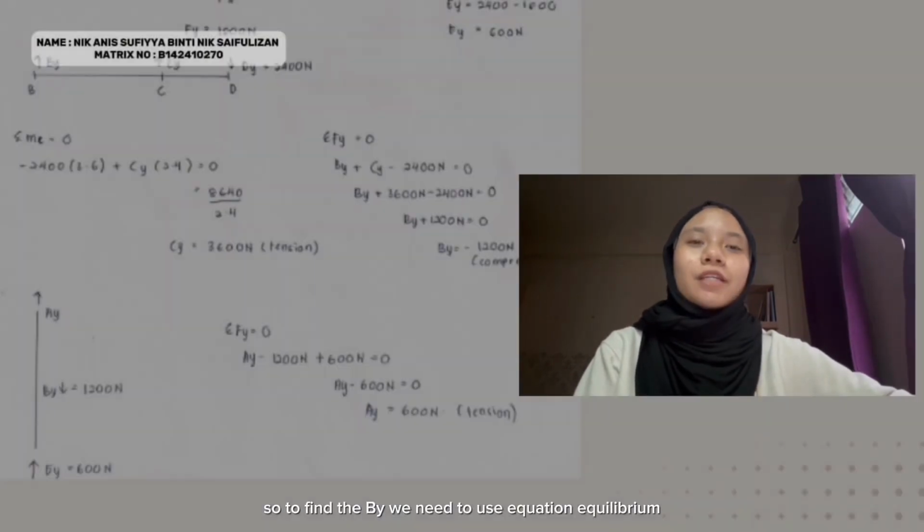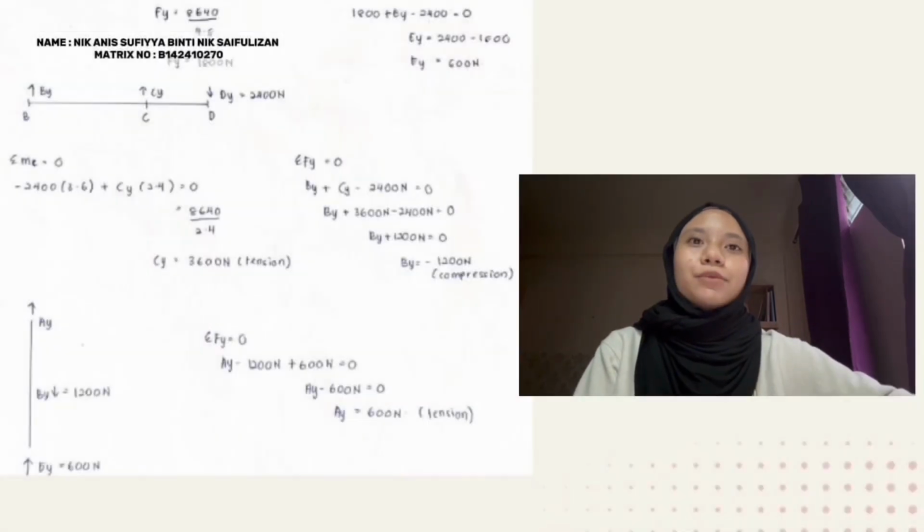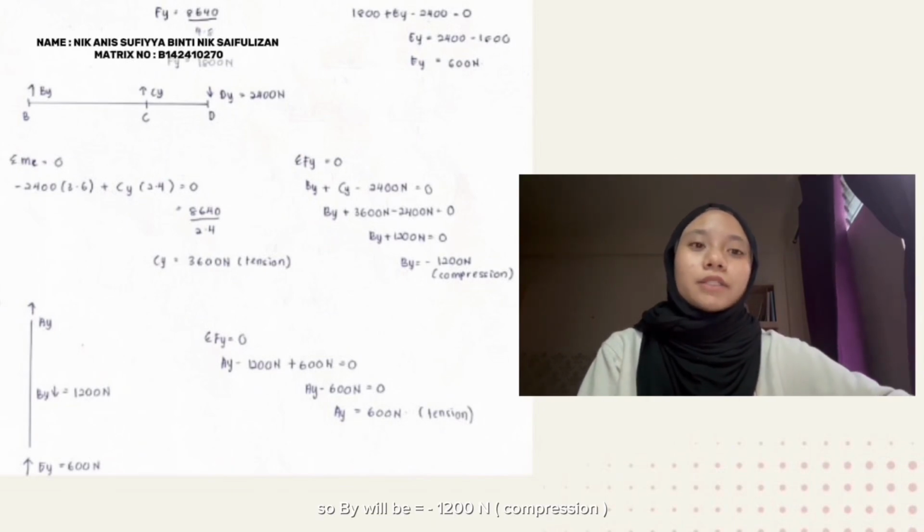To find By, we use the force equilibrium equation in y, the sum of Fy equal to 0. We combine all the forces in the y-axis: By plus Cy minus 2,400 Newton equal to 0. Then we put in the Cy answer from just now: By plus 3,600 Newton minus 2,400 Newton equal to 0. So By will be negative 1,200 Newton, which is a compression.